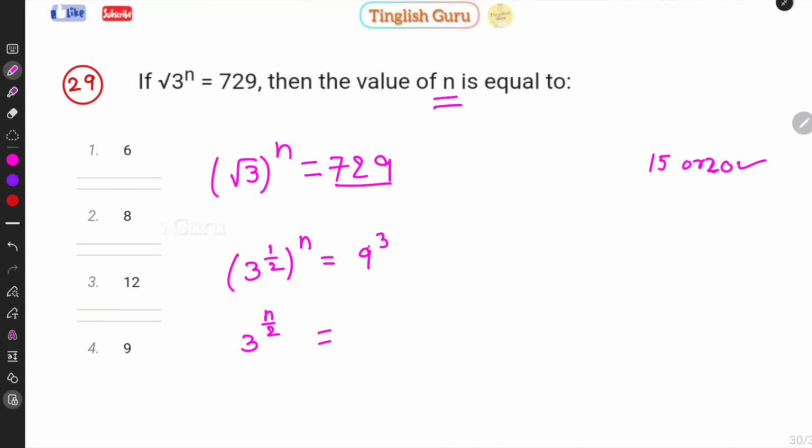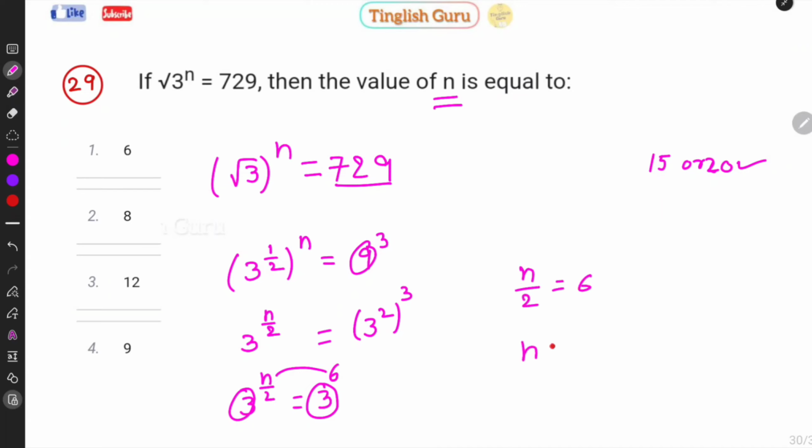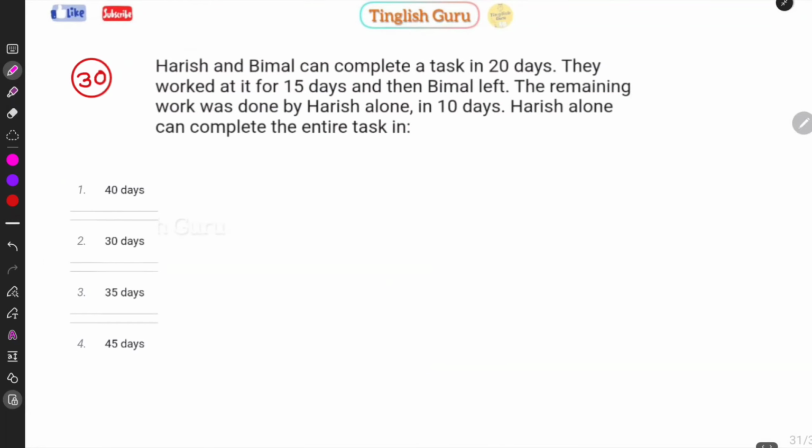So 9 cube. What can we write 9 as? 3 square, that is 3 square whole cube. Therefore 3 power n by 2 is equal to 3 power 6, since m power n means m into n, 3 twos 6. So now the bases are equal, therefore the powers must also be equal. Then n by 2 is equal to 6 and n is equal to 6 into 2, 12. So option 3. Next, last bit.